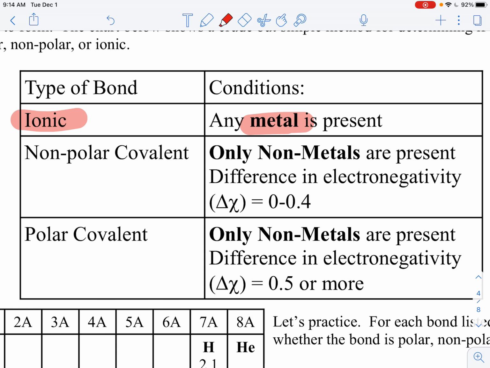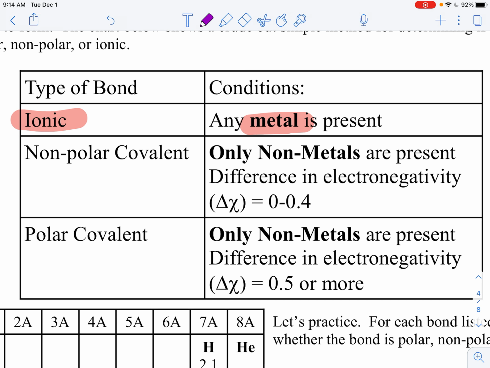That would be like saying, how does a queen and a rook and a pawn move in checkers? Queens and rooks and pawns are usable in chess, not checkers. So trying to apply chess ideas to checkers is just not even going to work. So that's what I'm talking about here. Ionic means that you have a metal present. It's not going to be polar or nonpolar or any of that. It's a totally different game, okay?